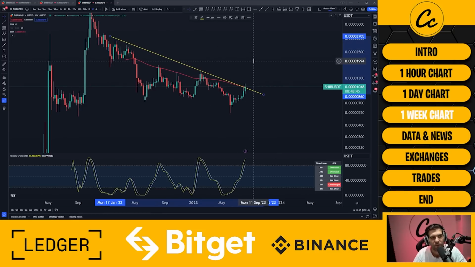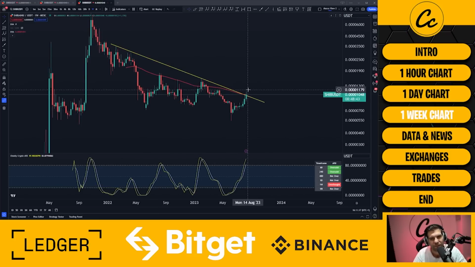But for now, for Shiba Inu, I think we have to be a little bit cautious here until we get confirmation of this. The weekly close, if we can close above that 50 EMA, currently set at 0.00001051, is going to give us some pretty decent confidence in thinking that actually things are looking up for Shiba Inu.